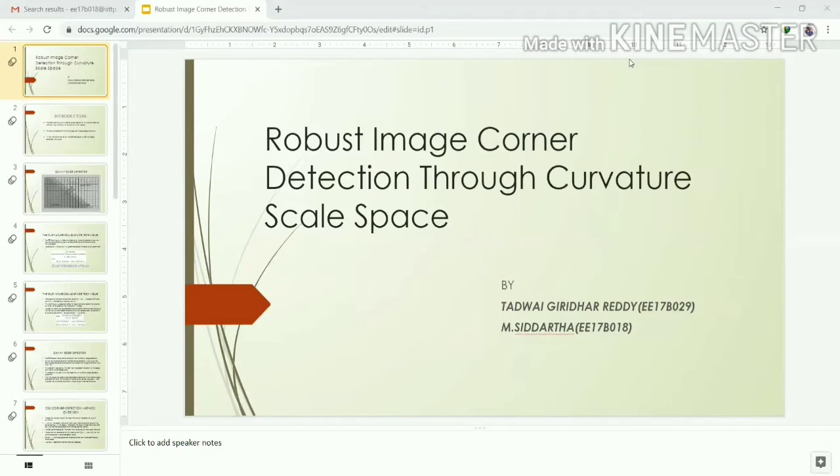Corner detection is an important task in various computer vision and image understanding systems. Applications include motion tracking, object recognition, and stereo matching. Corner detection should satisfy a number of important criteria. The following are the important criteria we are going to discuss.